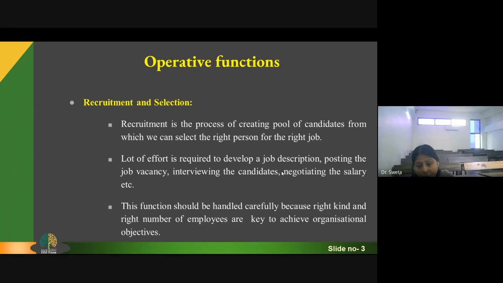But yes, before starting the recruitment process, we need to put a lot of effort in developing job descriptions, posting the job vacancies, as well as interviewing the candidates. This function is very time consuming as well as costly. So it should be implemented in the organization in a very careful manner.